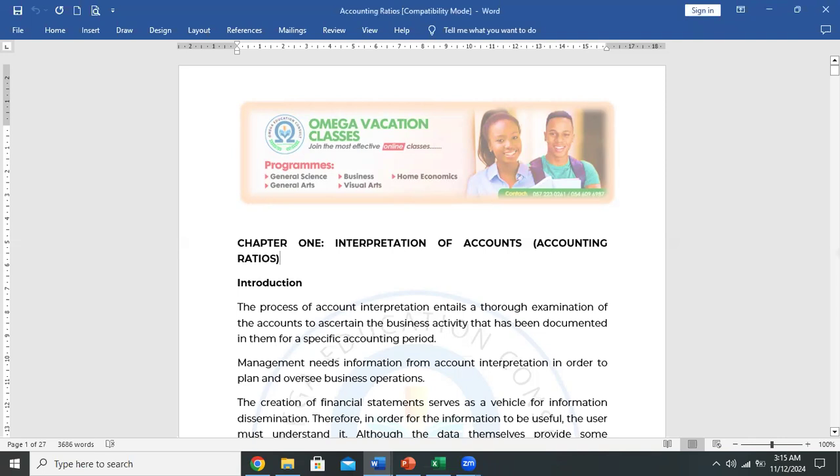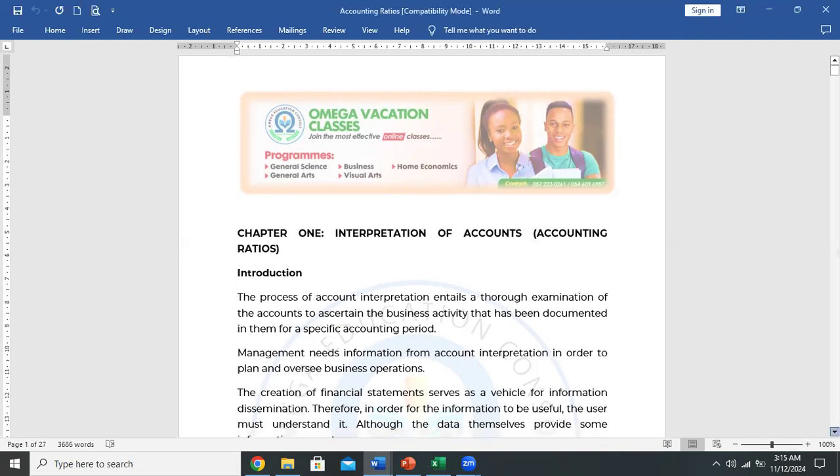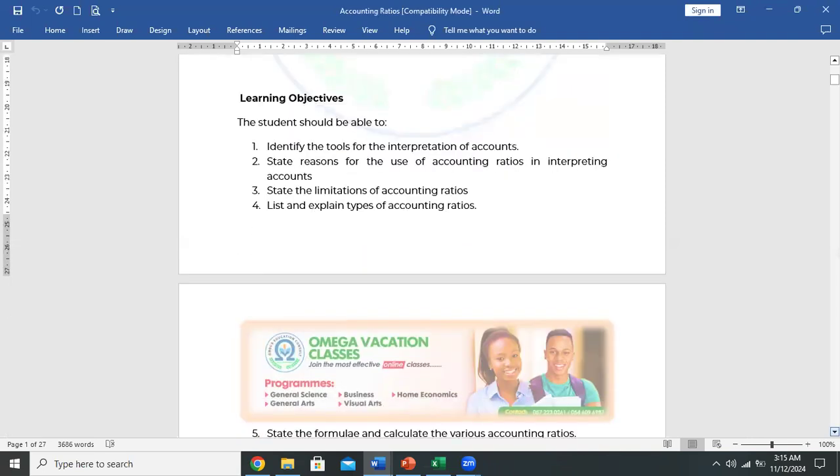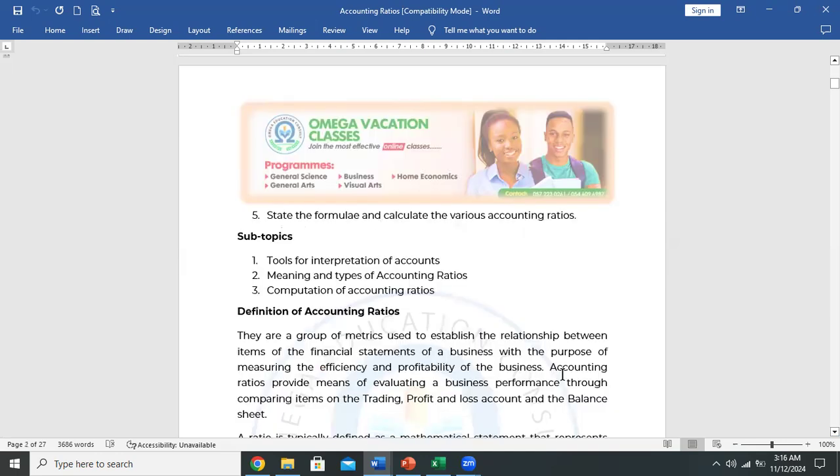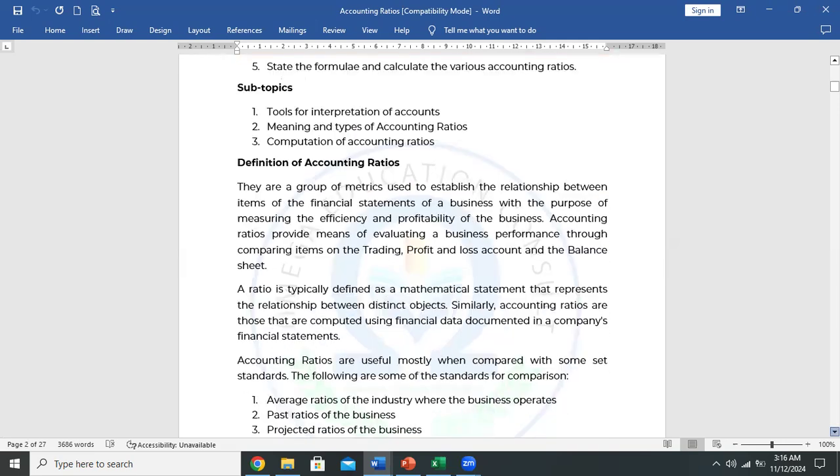So let's see these accounting ratios. I'll skip the introduction and go to the learning objective. So by the end of this class, we should be able to identify the tools for interpretation of account, state the reasons for the use of accounting ratios, state the limitations of accounting ratios. Also, let's explain the types of accounting ratios, and finally, to be able to state the formula and calculate various accounting ratios. Okay, so without wasting time, let's pick the first, which is definition of accounting ratios.